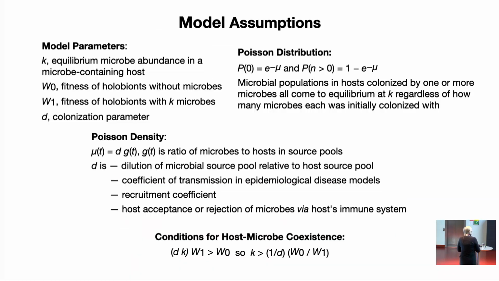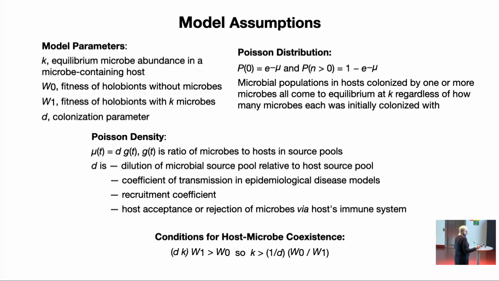So this is a dynamical model, and you just go round and around on this and see what happens. The parameters of the model, as I've already laid out, are that K right here is the equilibrium within host, W0 is the holobiont fitness with no algae or with 1 algae, and D is important. That's the colonization parameter. It's the probability that an algae from the algal pool gets to the surface of a larva. And then the Poisson density function is mu right here, and this is a Poisson distribution, for those of you who are into that.